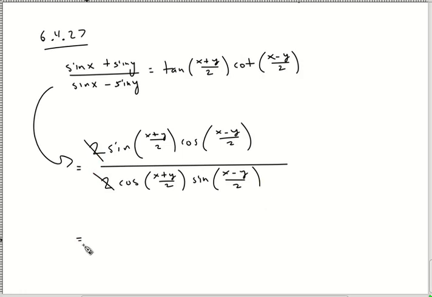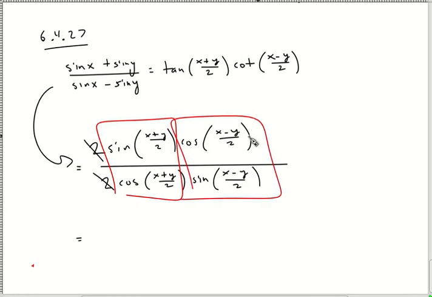The 2's cancel, but I want you to notice something. Look right here, and then look right here. See how they have the same insides right there? So what I have is a sine over cosine, which makes a tangent, okay, of whatever that inside is. And then here, I've got cosine over sine makes a cotangent. Neat. There's your answer, verified.